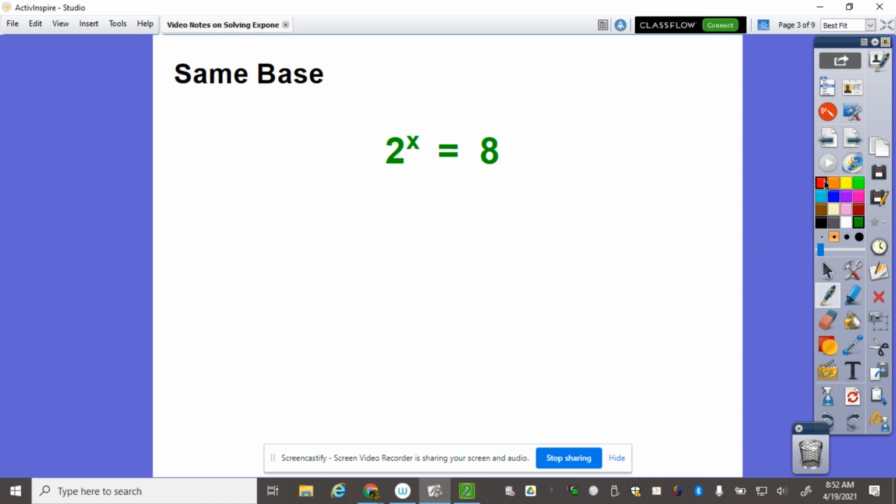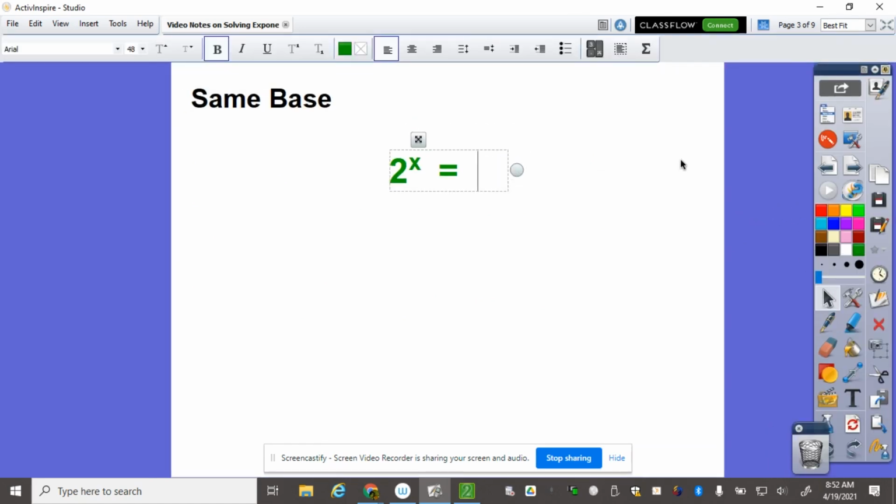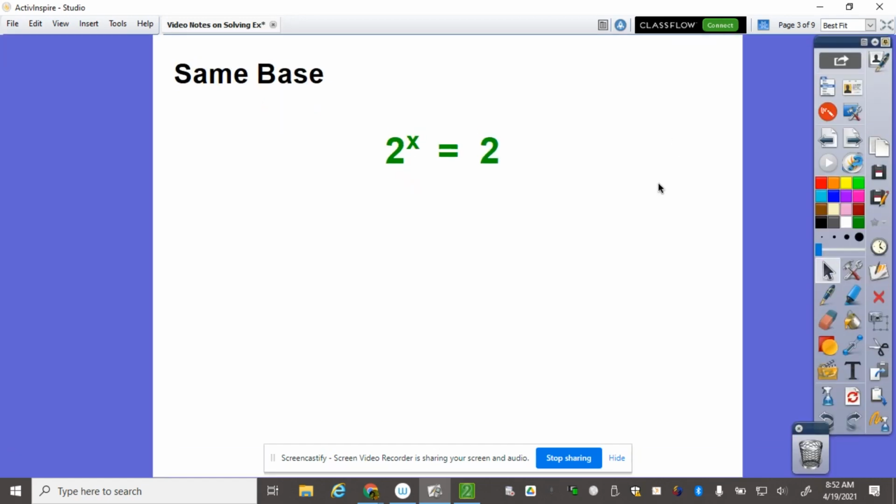Let's fix this one here. Same base. If we have 2 to the x equals 2, we know that the bases here are the same. They're both base 2. And then we have here 2 to the x equals 2. What's the invisible exponent here? It's 1. So since they have the same base here, we drop that and x is equal to 1, right? Because their base is the same. That was too easy.